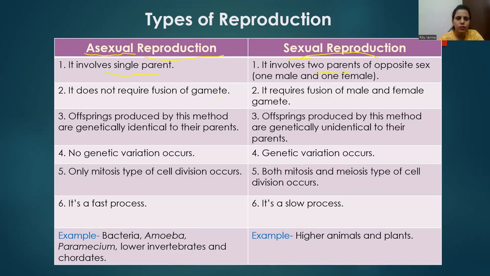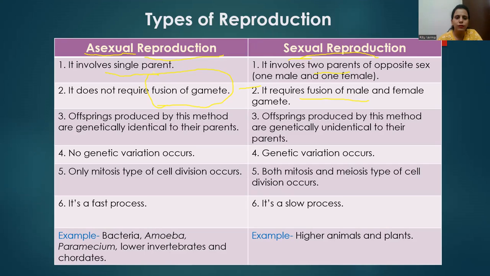Then in case of asexual reproduction, no fusion of gametes takes place, because obviously there is no distinction between the gender or the sex of the parent, so gametes are not produced. So it does not involve fusion of gametes. But in case of sexual reproduction, fusion of gametes always occurs, because the male parent and the female parent both produce gametes. You have studied in lower grades that females produce egg cell or ovum, and males produce sperm. So fusion of this male and female gamete takes place in sexual reproduction.